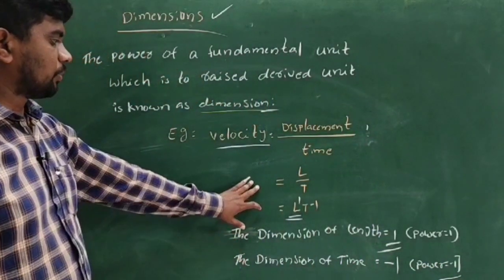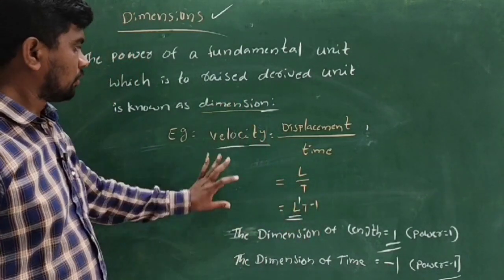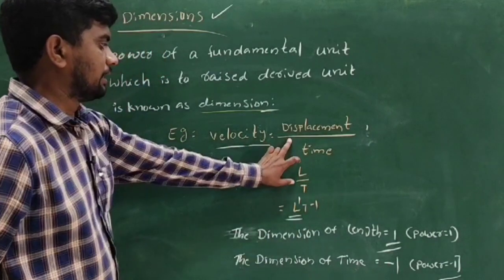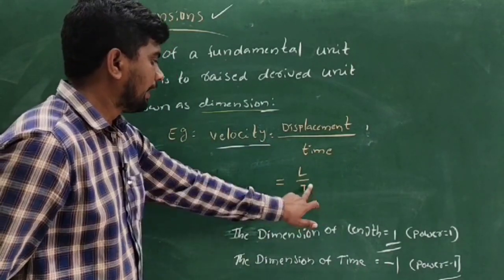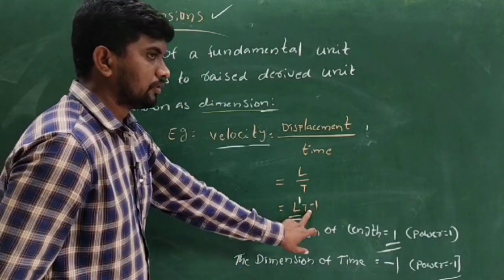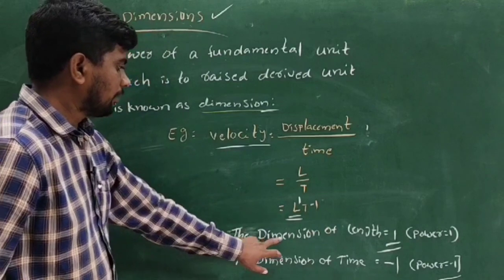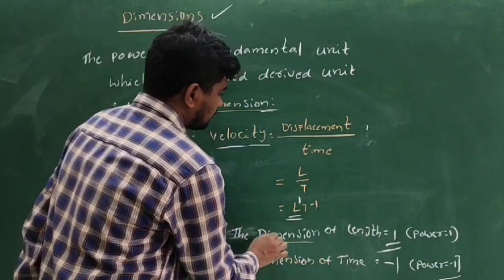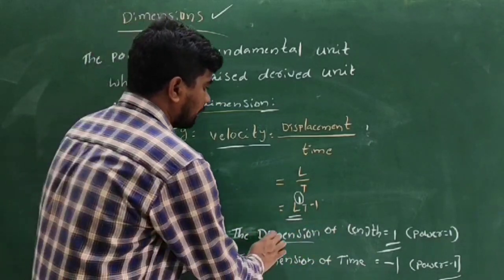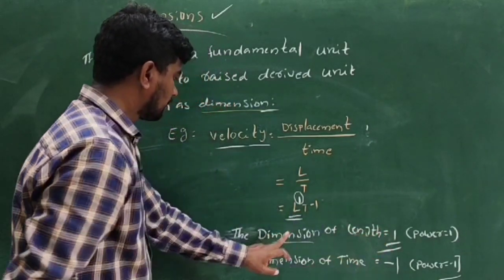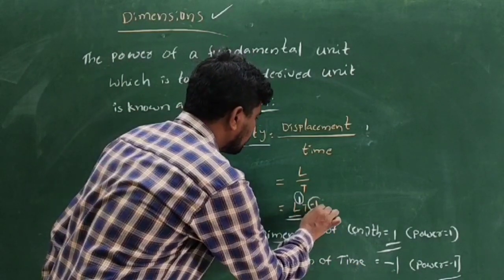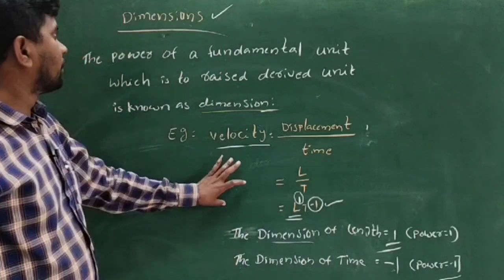More examples use dimensions. Okay, now repeat once again. Velocity is displacement by time. Displacement in SI is length, L, divided by time. L to the power of 1, T to the power of minus 1. Dimension means the power; the power value is the dimension. The dimension of length is 1, and the dimension of time is minus 1. This is the topic of dimension.